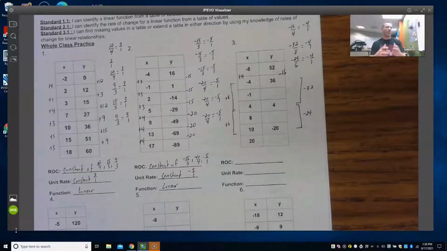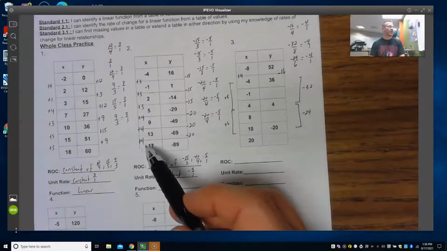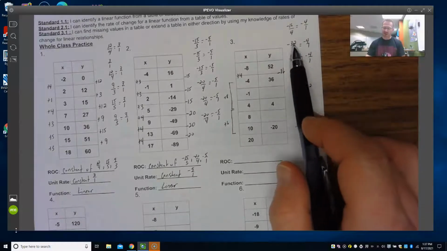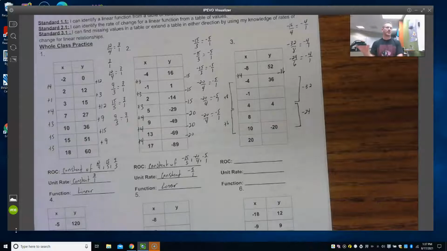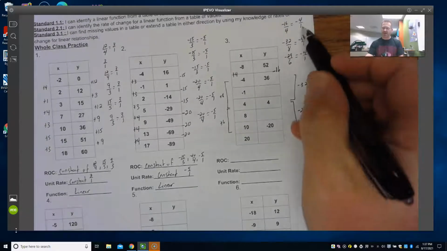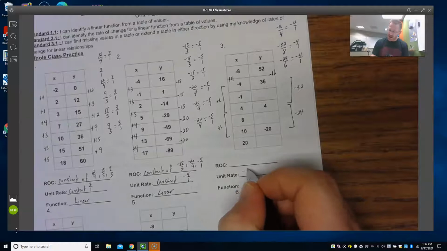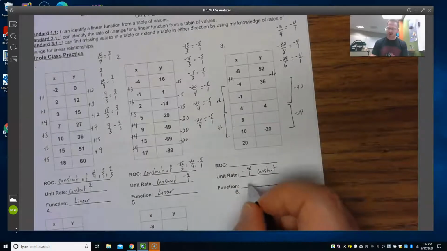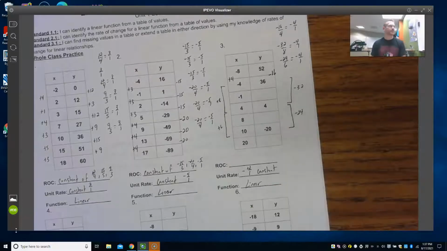Now, this is why it's so important that we want you doing this kind of work. Don't try to hold it all in your head. Write it down. Make it concrete for yourself so you can see those numbers. Because what I can see now is even though these three rates of change all look different, once I reduce them, I get the same unit rate. So my unit rate is negative 4 to 1. And then we know that's a constant, which tells me that it's a linear function.